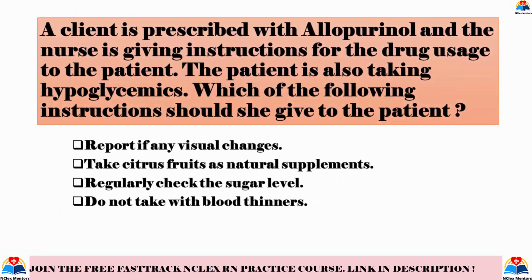Example: a client is prescribed with allopurinol and the nurse is giving instructions for the drug usage to the patient. The patient is also taking hypoglycemics. Which of the following instructions should she give to the patient? Your options are: 1. Report if any visual changes. 2. Take citrus fruits as natural supplements. 3. Regularly check the sugar level. 4. Do not take with blood thinners. I will give you some time to think for the answer.